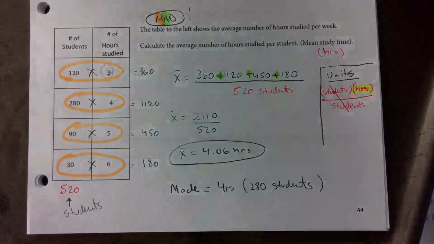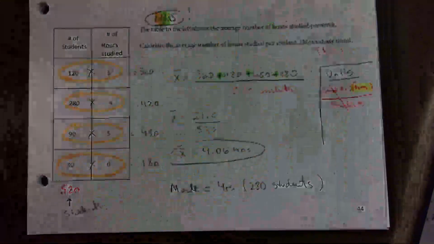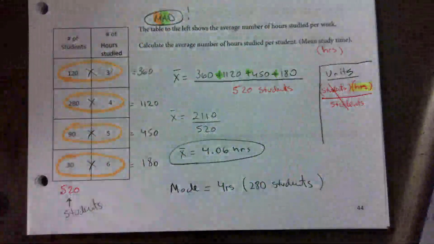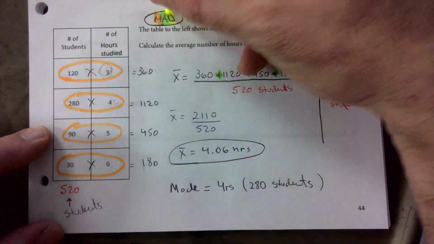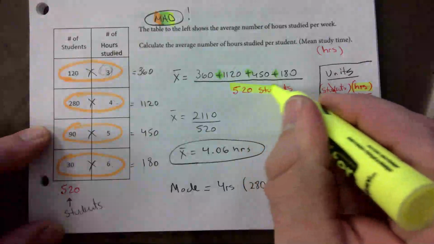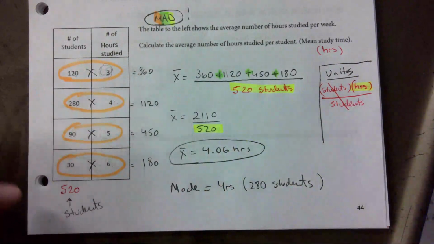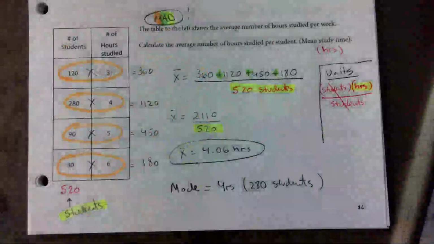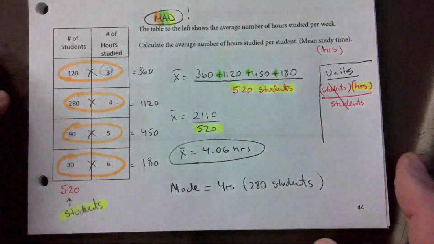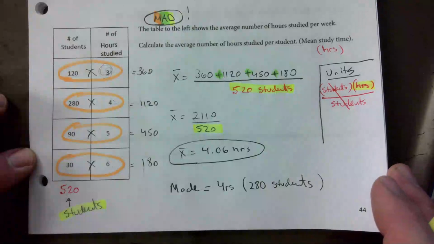So the division, what color did I give it? Pink on the previous? You know what? I'm going to use something other than pink because it doesn't work very well. Like, it kind of smudges everything. Okay. So number of students is what I divided everything by.